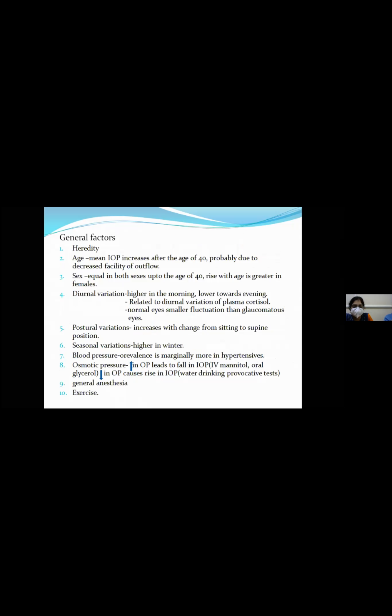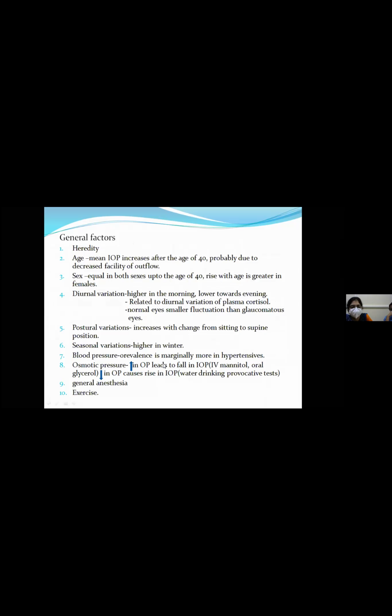General factors include heredity and age. Mean IOP increases up to the age of 40. It is usually equal in both sexes, but above the age of 40 the rise with age is greater in females. There are also diurnal variations. The pressure is higher in the morning and lower towards evening, which may be due to plasma cortisol levels. Postural variations: it increases on changing from sitting to supine position. Seasonal variations: pressure is higher in winter.